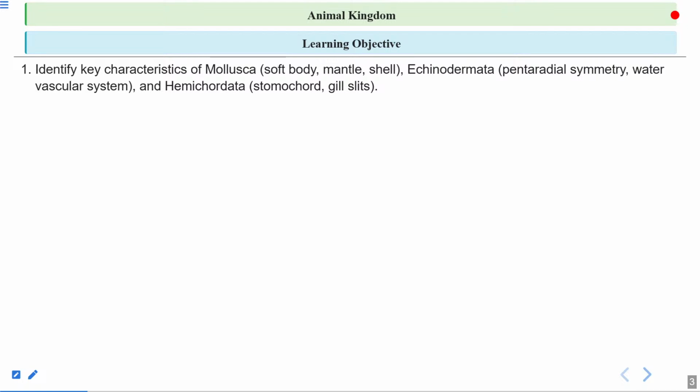First of all, we'll talk about the phylum Mollusca, which includes the snail. Then we'll talk about examples of the other phyla, Echinodermata and Hemichordata.